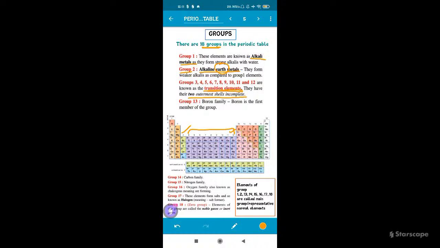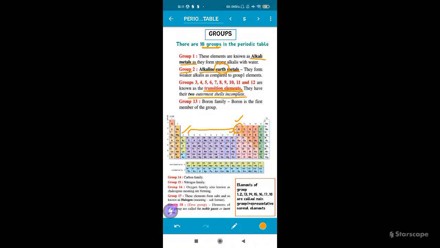So these elements which are present in the middle part of the periodic table, we are not going to study about them, for the reason that they have very special properties which are above our understanding at this moment. So these elements are known as transition elements, and their important property is that their two outermost shells are incomplete. They are not octet.